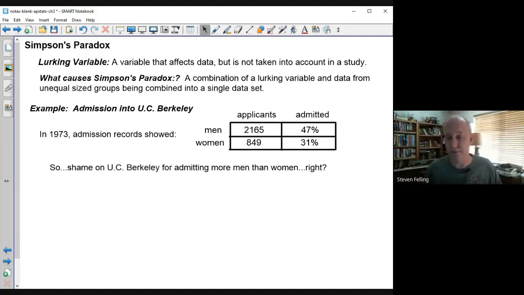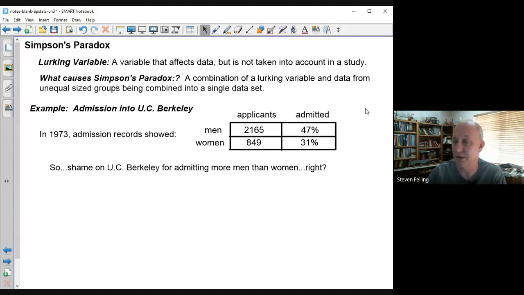This is an example from the textbook, which is actually based on real data. This data was the foundation for a lawsuit that was brought against the University of California, Berkeley back in 1973. In 1973, the admission records for that year showed two categorical variables: men and women that applied, and then two categories for what happened, admitted and not admitted.